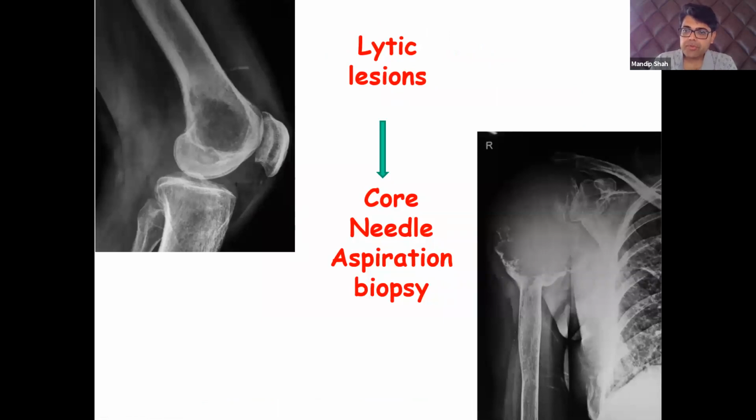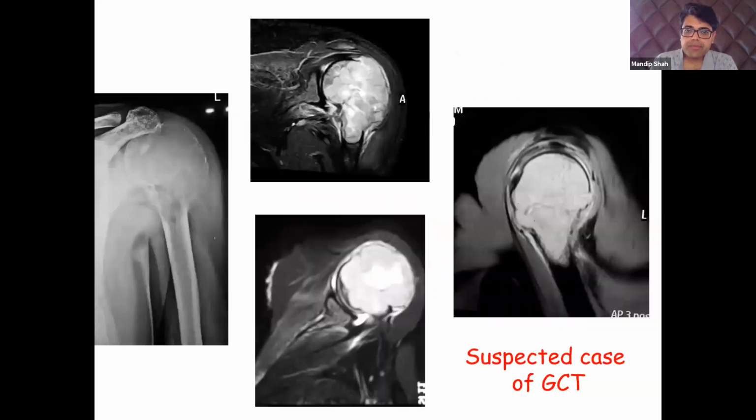So in that, you don't have any hard material within the tumor. The matrix is very soft. And that is where you have to do a core needle aspiration biopsy. So what is a core needle aspiration biopsy? This is a suspected case of giant cell tumor, which is what we're talking about.